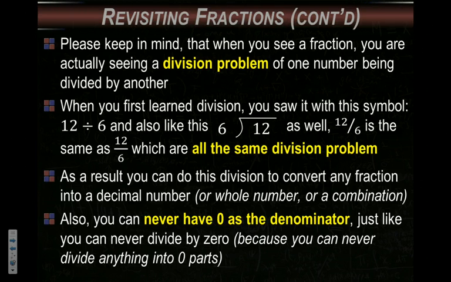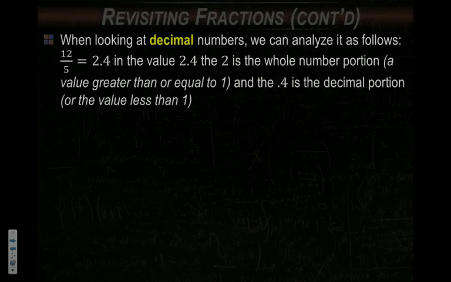So always keep that in mind, that fractions and division are essentially the same thing, and that's how we can convert. If we want to convert any fraction into a decimal, as you'll see later, you just perform the division. Okay? That's also, by the way, why you can never have a denominator of 0, because you can never divide by 0, and that's because you can never have something divided into 0 parts. It just doesn't make sense logically.